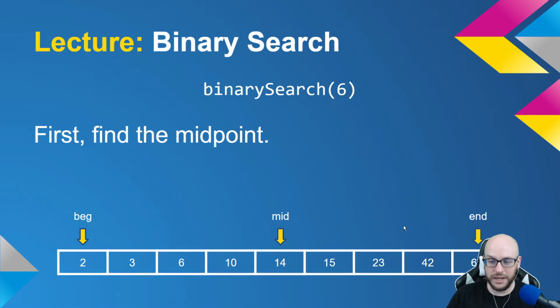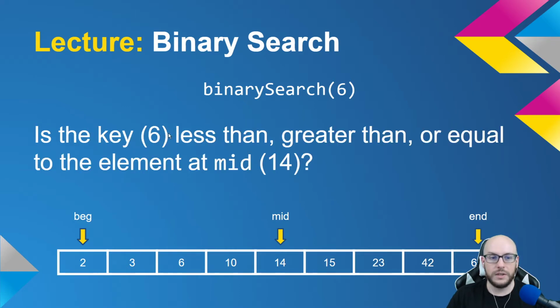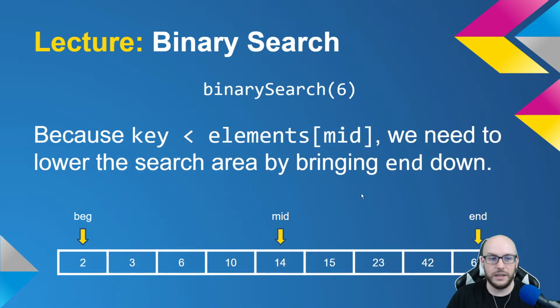I'm going to bring end down. I've already considered 14. So what I want is for 10 to be basically the stopping point. We'll make end mid - 1. So is the key 6 less than, greater than, or equal to our element at mid? It is less than. So because key is less than elements at mid, we need to lower the search area by bringing end down. Elements is my array, mid is the current index. Okay, keep in mind mid is an index. So we'll bring end down to here.